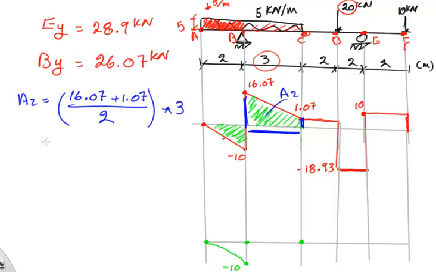And I'll add it to the negative 10, which is the moment value before. And from that, I'll get a value of 15.71. So the value here is 15.71. Okay, now what is the value of the moment at this point? Add this area to this moment.